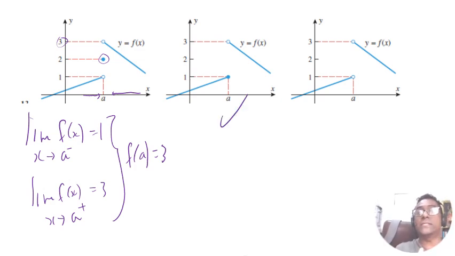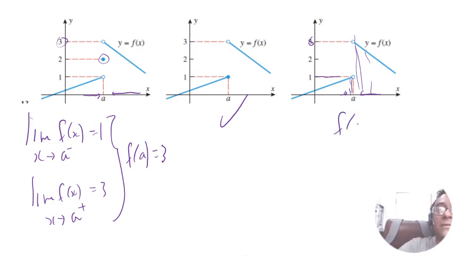So that's straightforward. And similarly here, as you approach from the left and the right, you see you've got those two holes there. But as you approach, you're getting closer and closer. From the left, you're getting closer to 1. And here, as you approach that way, you're getting closer and closer to 3. So that's straightforward. So here, f of a does not exist.